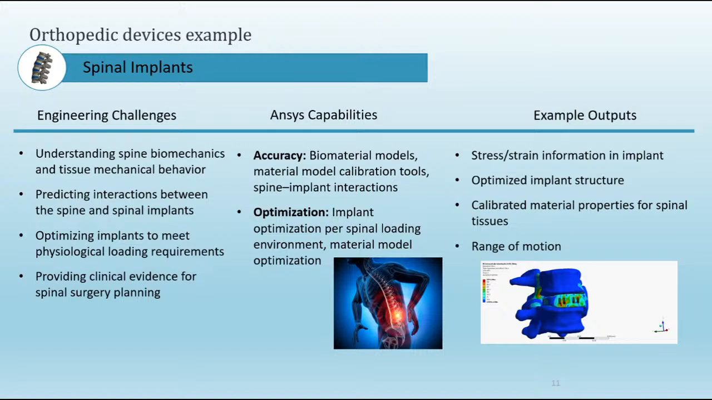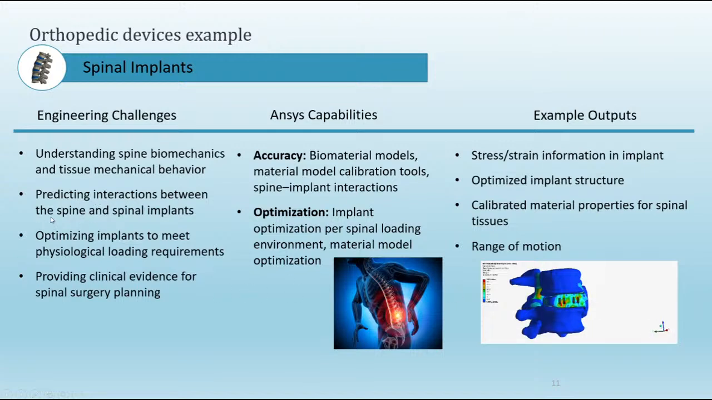Orthopedic devices have been using simulation for a long time, as I mentioned previously. This is an example of a spinal implant. So the challenges are understanding spine biomechanics and tissue mechanical behavior. There are lots of papers written about the mechanical behavior of discs and bones in the spine. So this is a disc to separate the bones so that you can relax the pressure on nerves, and it helps people with damaged discs here.